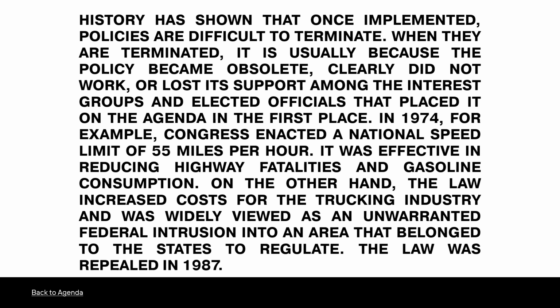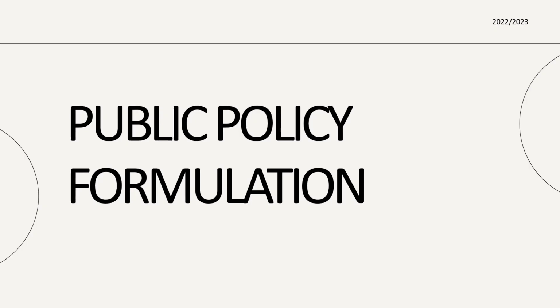In 1974, for example, the Congress enacted a national speed limit of 55 miles per hour. It was effective in reducing highway fatalities and gasoline consumption. On the other hand, the law increased costs for the trucking industry and was widely viewed as unwarranted federal intrusion into an area that belonged to the state to regulate. The law was repealed in 1987.